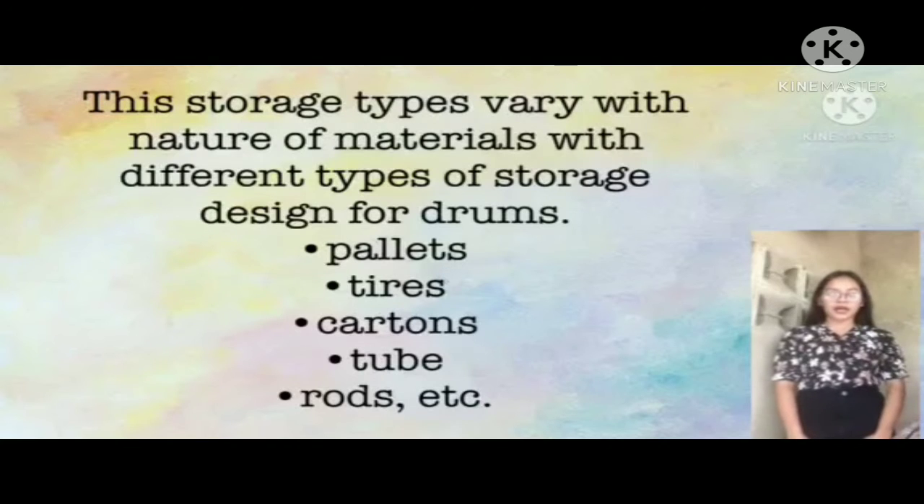Pallets are used to stack, store, protect, and transport materials in the course of being handled. Tires are ring-shaped components that surround a wheel's rim to transfer a vehicle's load. Cartons. A light box or container, typically one made of wax, cardboard, or plastic, in which drinks or foodstuffs are packaged. Tube. A long hollow cylinder of metal, plastic, or glass for holding or transporting something. Rods. A thin straight bar, especially of wood or metal.